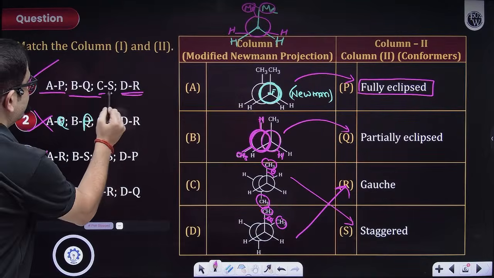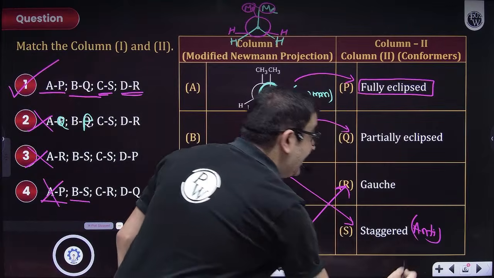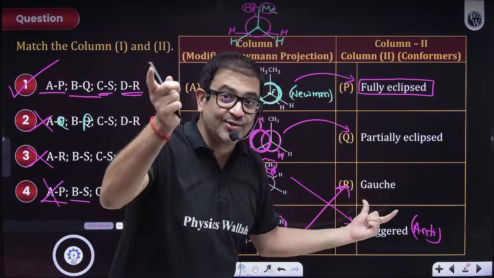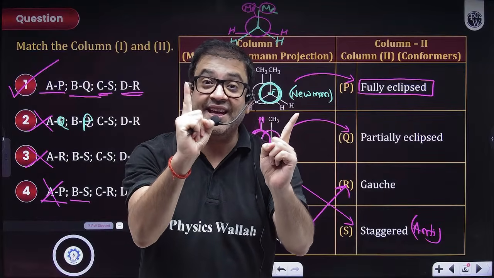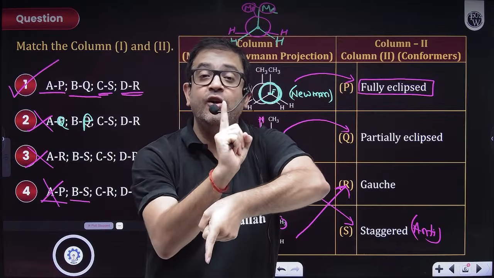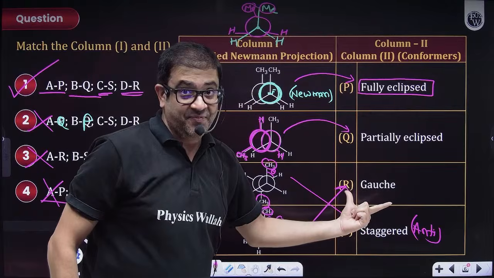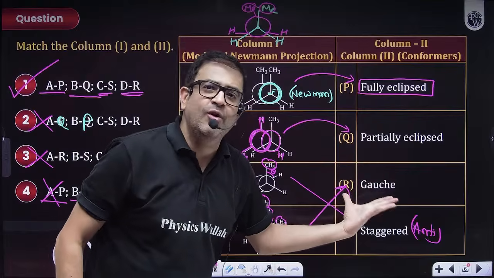Technically it should be written anti-staggered, but if it is written like this, I can still say Gauche is also a staggered form when the torsional angle theta is 60 degrees, and when theta is 180 degrees, the bulky groups are directly opposite. That's anti-staggered. So obviously staggered will become anti-staggered, and Gauche is definitely Gauche staggered.